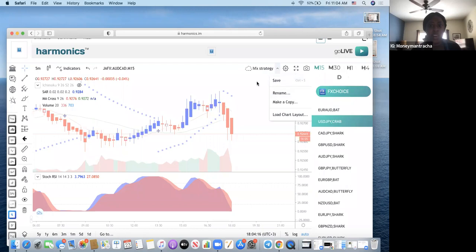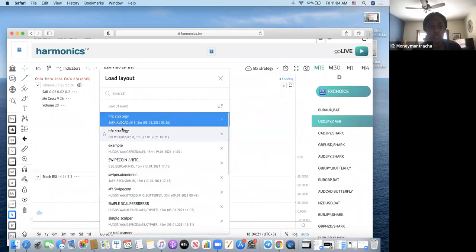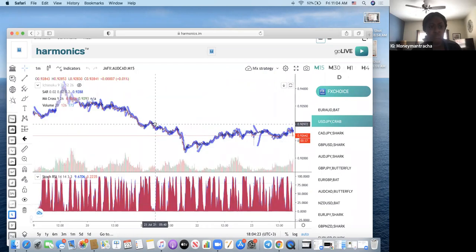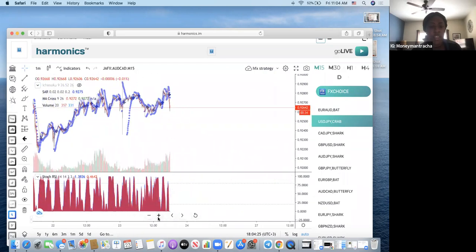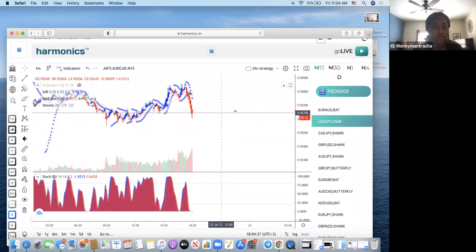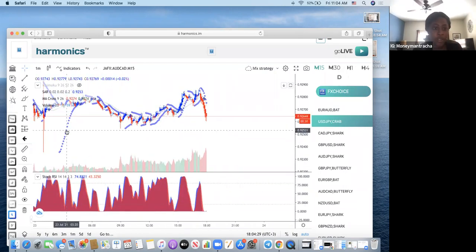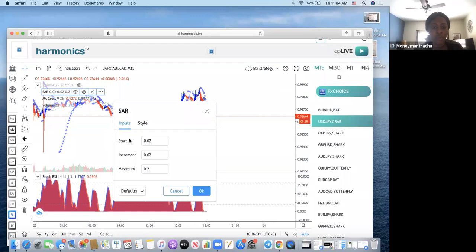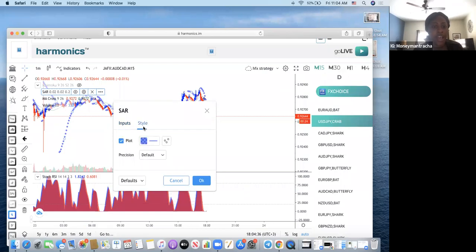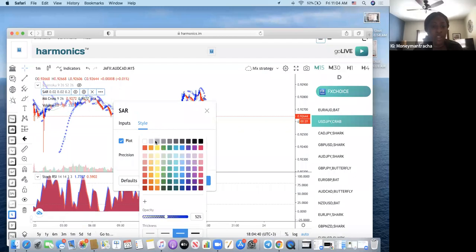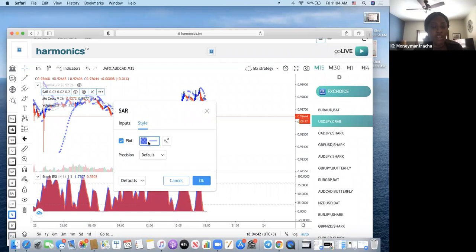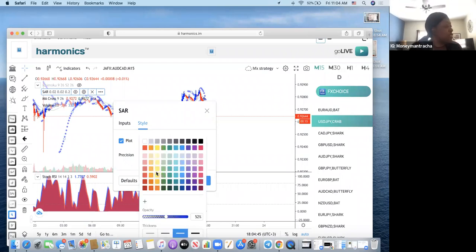To edit any of the indicators, you just literally click on them. You click on the indicator that you want, and then the settings will pop up. You never want to mess with the inputs, but the style is how you would change it. The same way that you change the thickness of a line, you would just do it here. You would click style, where the color is, and then just change the thickness.